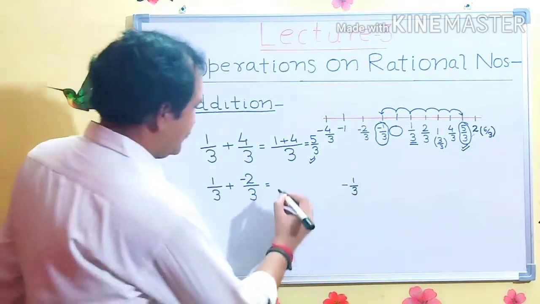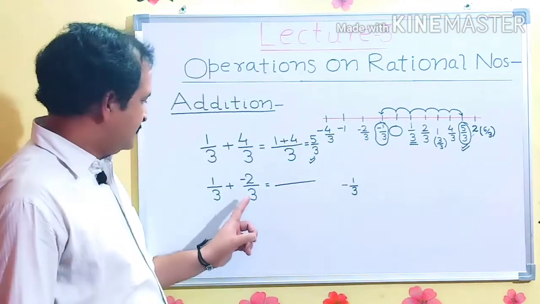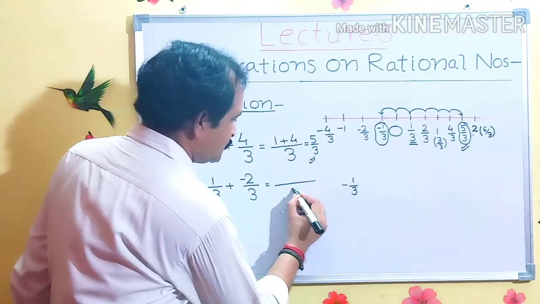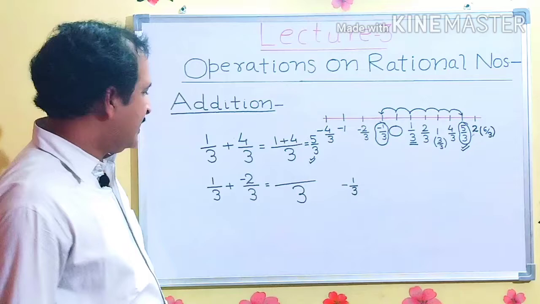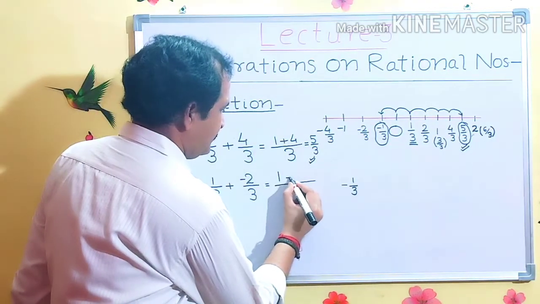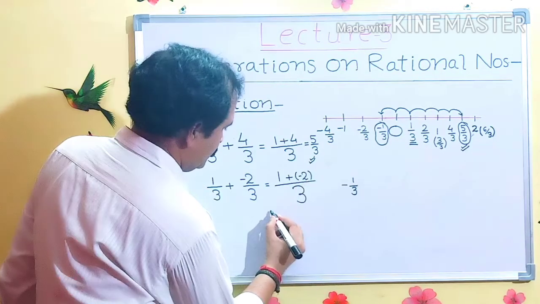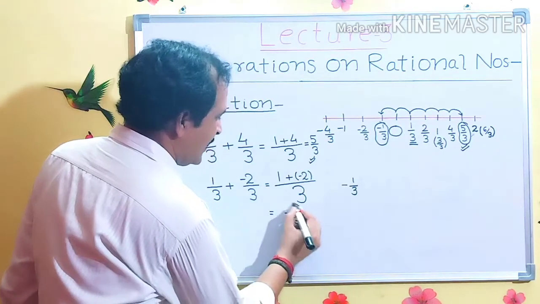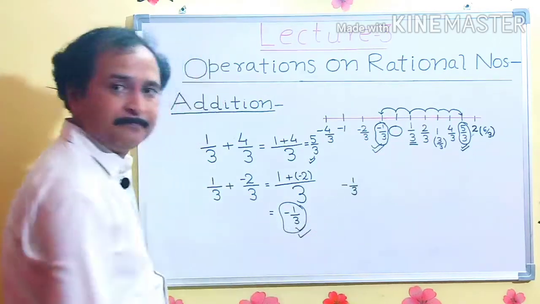Now take a look at this method. Because denominators are the same in both rational numbers, put the denominator as it is and add the numerators, meaning 1 plus minus 2, which is equal to minus 1 by 3. So again the results are the same.